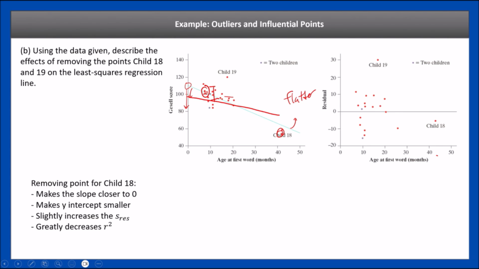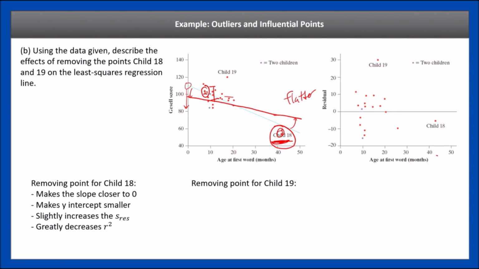The reason why it greatly decreases it is because now, because of this new line, we have a decreased correlation. Because remember, this child 18 was an influential point, which means it actually increased the r, right? Because it made the data fit closer. But if we remove it, now we don't have that influential point anymore. I said outlier, I meant to say influential point. Now we no longer have that influential point, and so that's going to decrease my r overall, which means it is going to decrease my r squared, okay?